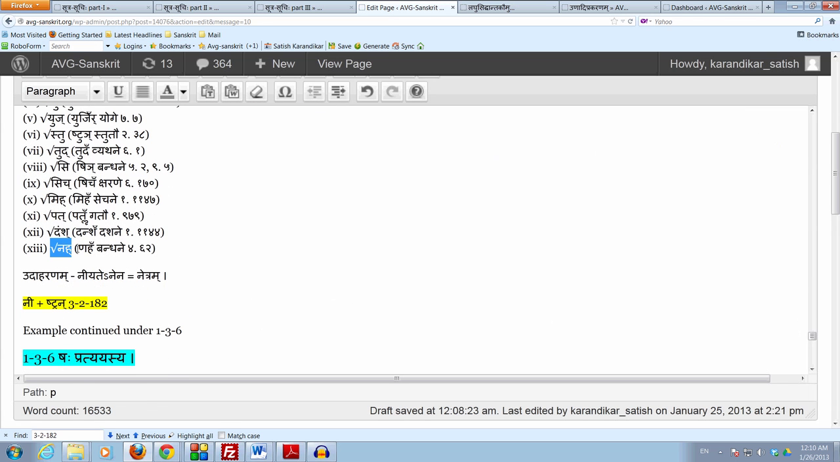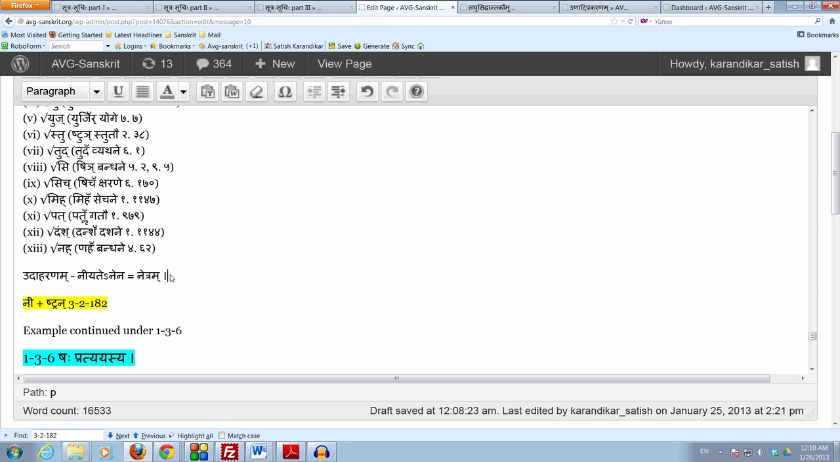Let's take one popular example, one famous example, which is niyate anena iti netram, the instrument for leading, the means for leading, and that is netram. Netram has a few different meanings. The most widely used one is netram means lochanam, means the eye. So that is the instrument for leading.